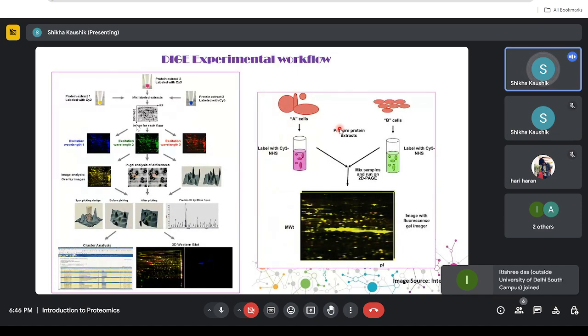Then coming to the workflow, or you can say the experimental strategies that we are using during DIGE. Here, if you could see, the first lysate is labeled with CY2, that is yellow in color. Another lysate is labeled with CY3, and then the third lysate is labeled with the blue color. So red, yellow, blue. Then you are mixing these labeled lysates and running them on a single gel, and you get three different images from there.